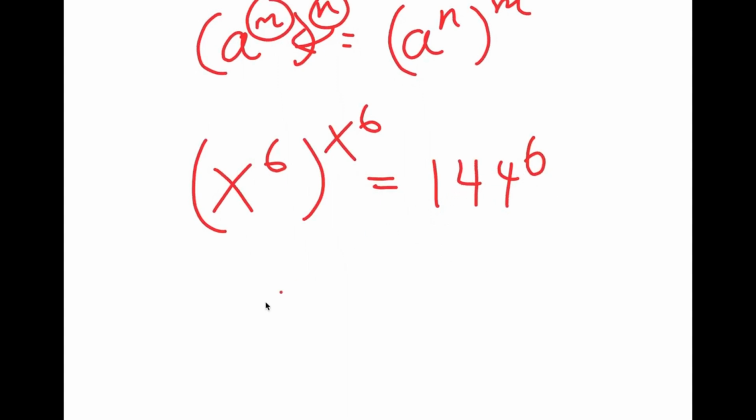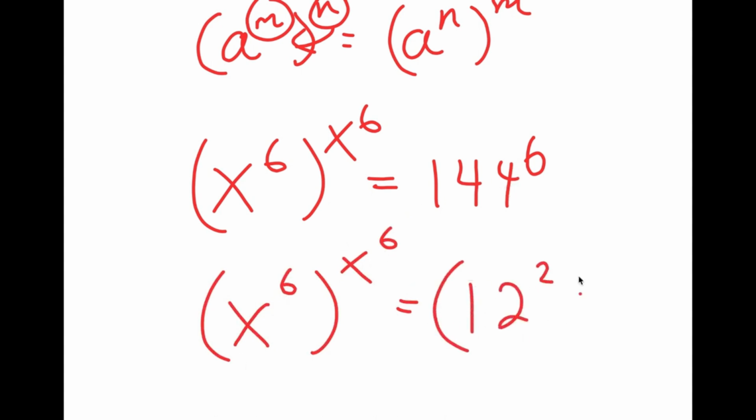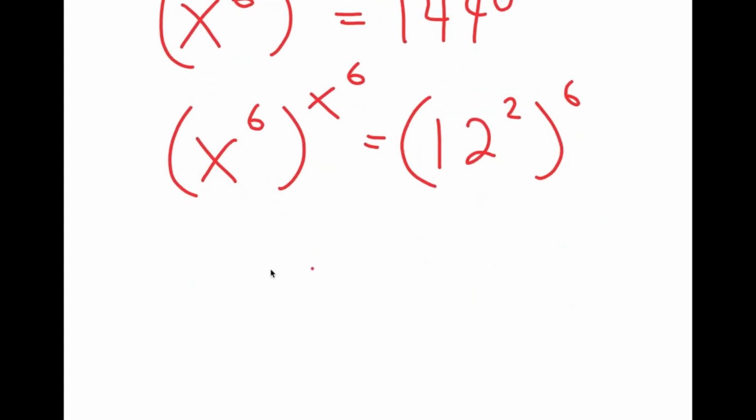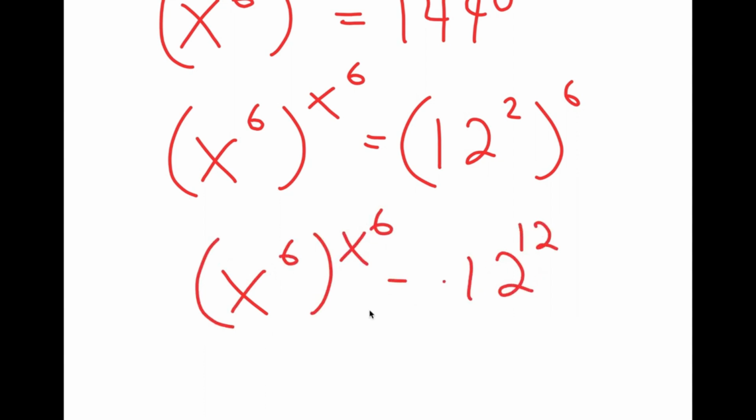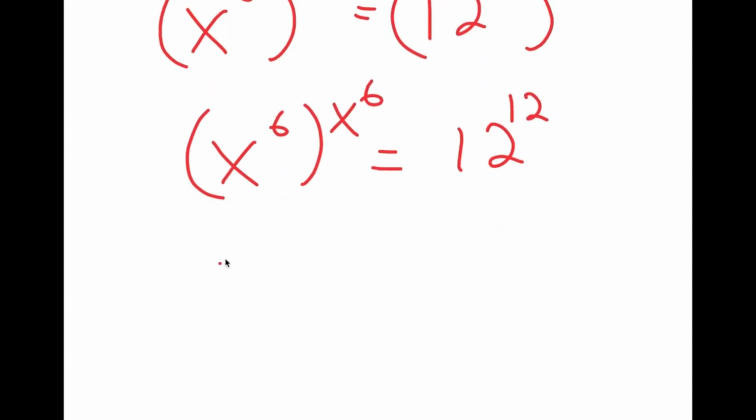And 144 is the same thing as 12 squared, so I get x to the power of 6 to the power of x to the power of 6 is equal to 12 squared to the power of 6. So now this turns into x to the power of 6 to the power of x to the power of 6 is equal to 12 to the power of 12. And if I have something in the form a to the power of a is equal to b to the power of b, this means that a equals b.